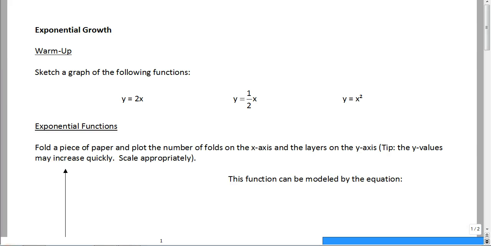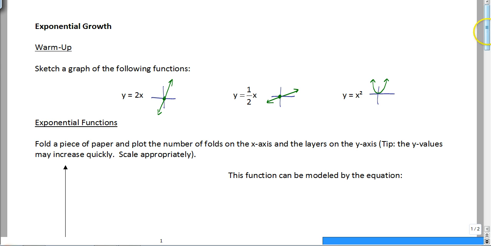So to start warming up our brains, let's sketch a graph of y equals 2x, y equals 1/2 x, and y equals x squared. So 2x, as you know, starts at the origin, and it just increases at a rate of 2 over 1. 1/2 x still starts at the origin, but this time it rises at a rate of 1 over 2. And x squared is just where we square numbers, and we're going to get a parabola. Well, exponential graphs are a little bit different.